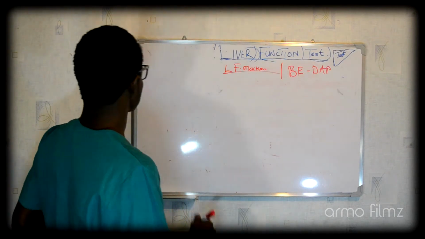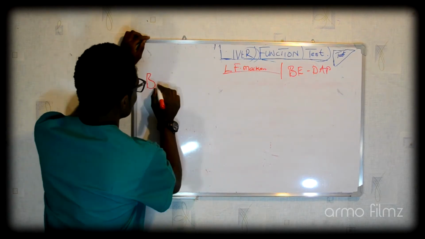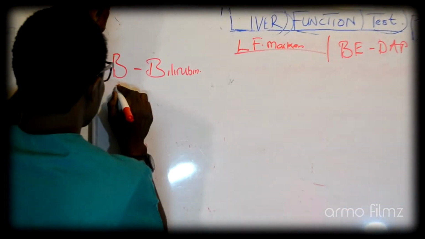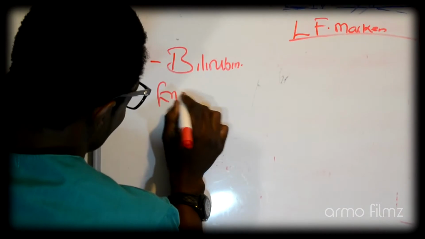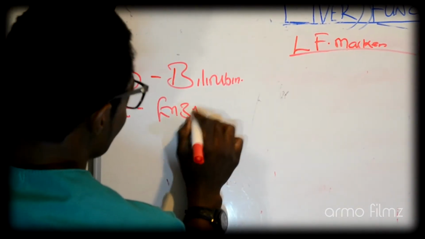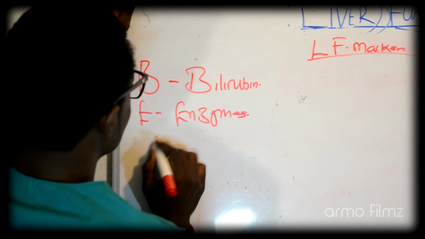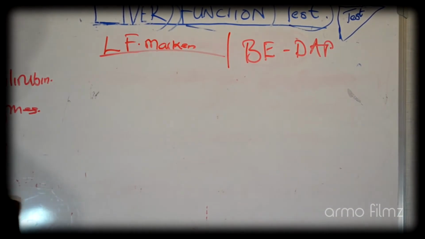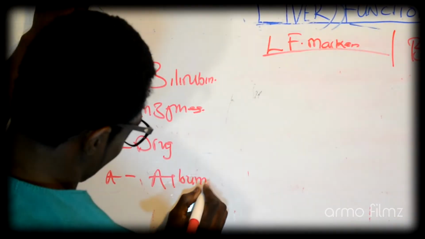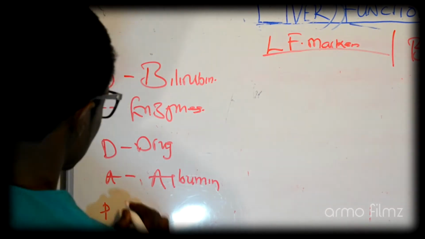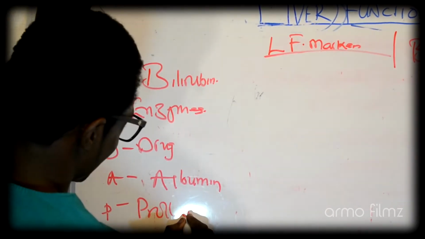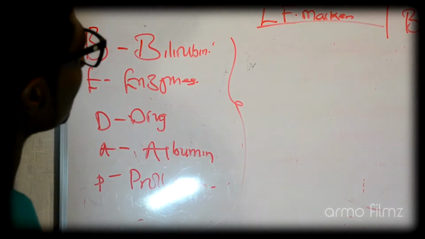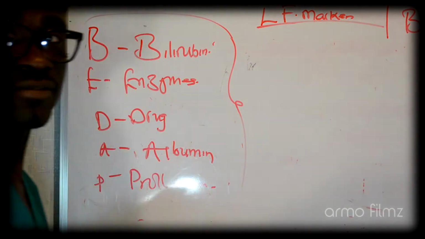This BEDAP simply means: the B, the first parameter, is bilirubin, and the E is the enzymes involved, basically. The D is drugs, and the A is albumin, and then the P is prothrombin time. So all these parameters basically represent the five types of liver function tests.